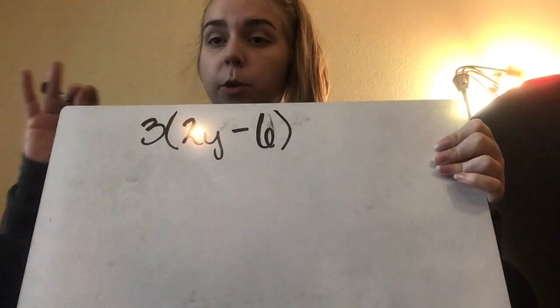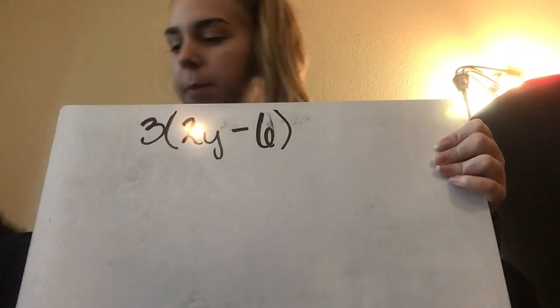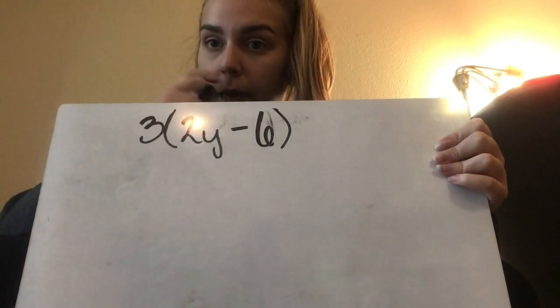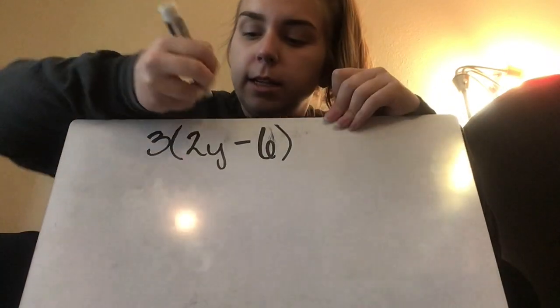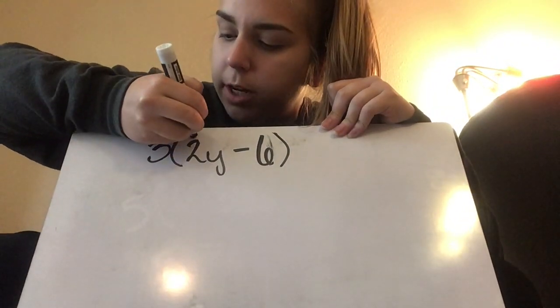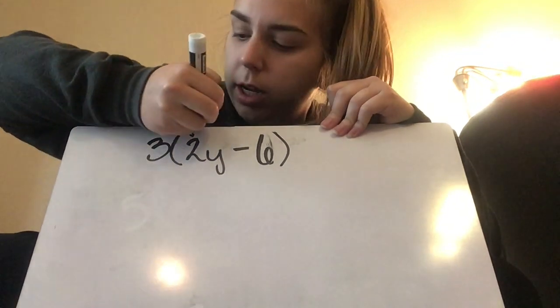Okay, we're going to try something more difficult now, right? We're stepping up the difficulty level. Okay? So we have 3 times 2y minus 6. Okay, well, our 3 is going to distribute in. I'm going to multiply everything by 3.